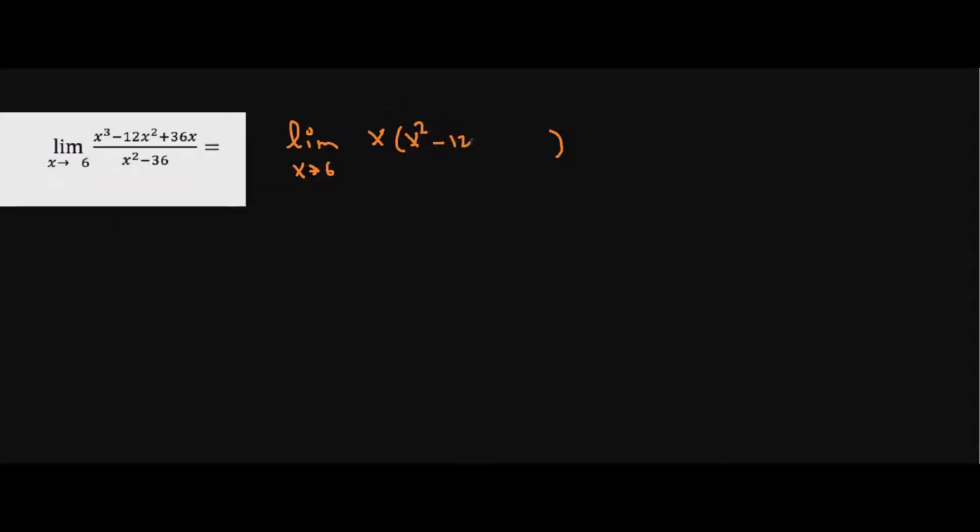So it's going to be minus 12x and then plus 36, all divided by x squared minus 36. Again, x times x squared gives me x to the third. x times negative 12x gives me negative 12x squared. And x times 36 gives me plus 36x, which is basically what we had back over here. But I'm pulling out the x because it's the lowest. We only had that x on that lowest term.